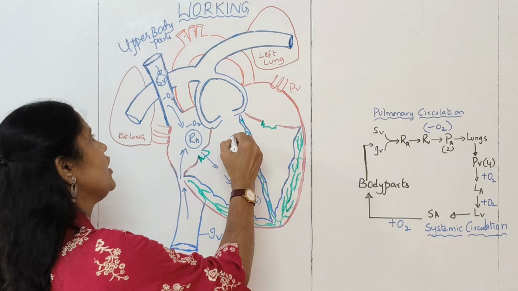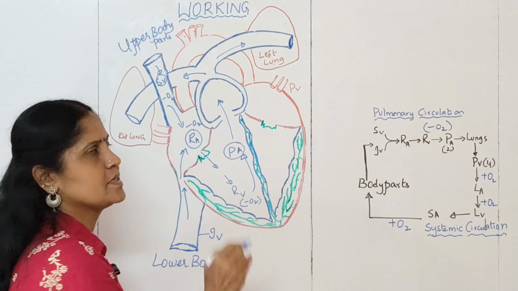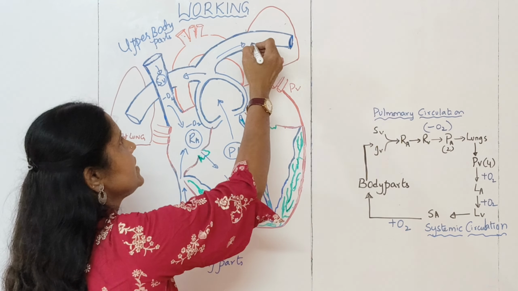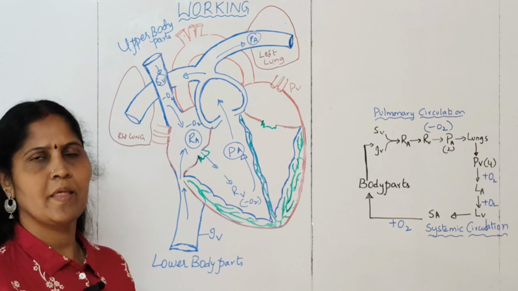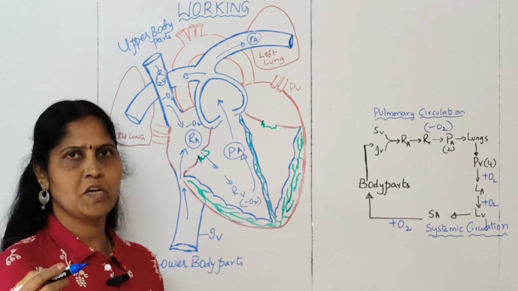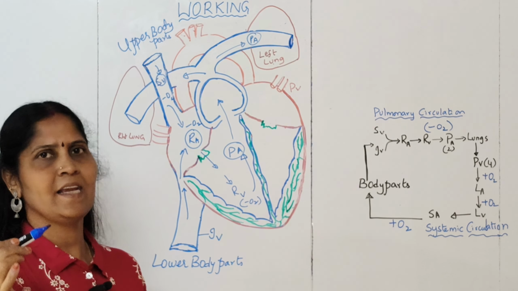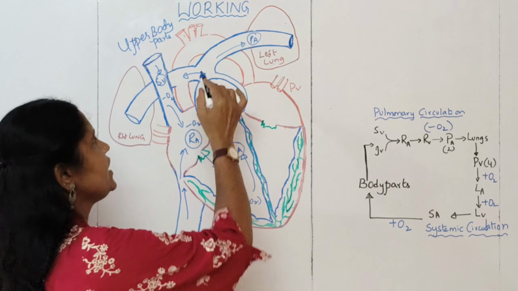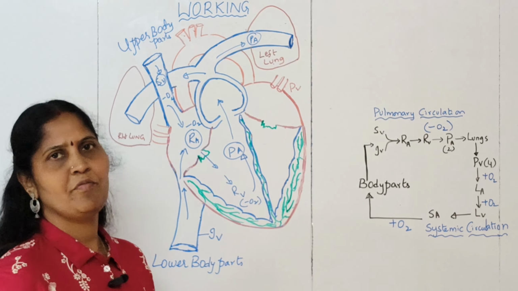the deoxygenated blood will be going into the pulmonary arteries. There are two pulmonary arteries. These are the pulmonary arteries. Two pulmonary arteries are there which will carry the deoxygenated blood. If you remember, this is an exception wherein an artery is carrying deoxygenated blood. The deoxygenated blood would be taken to the lungs for purification.